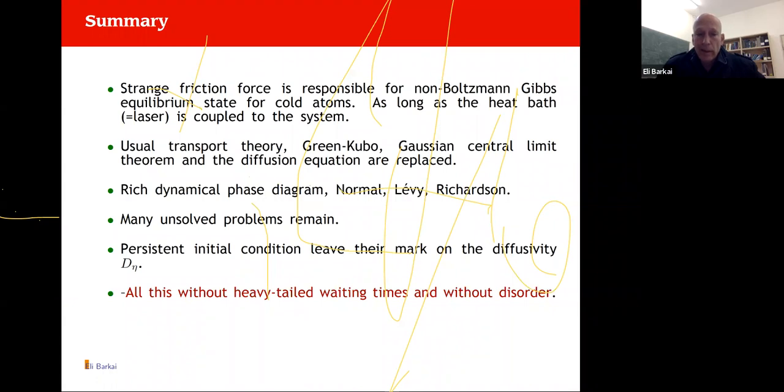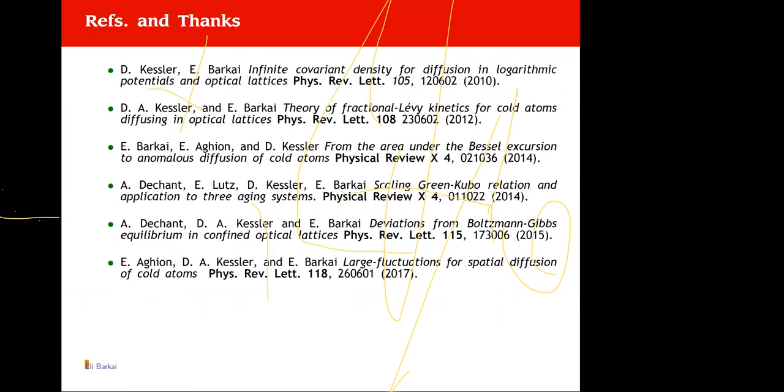Depending on the strength of the optical lattice, we can have either normal diffusion or Levy diffusion or Richardson diffusion. This is when correlations are very important. I did not discuss this so much. There are many unsolved problems, and here I would like to end my talk. I'm sorry that I'm a bit late. Thank you so much.